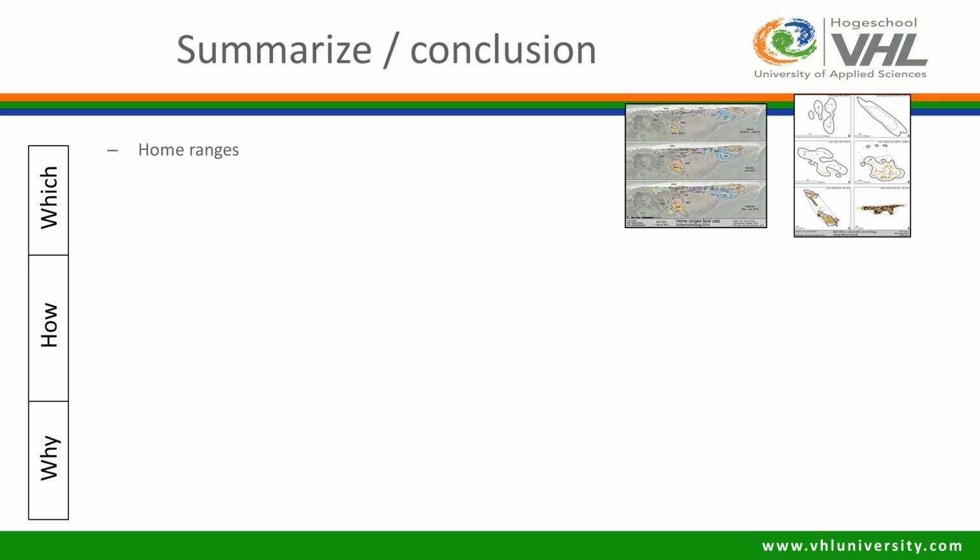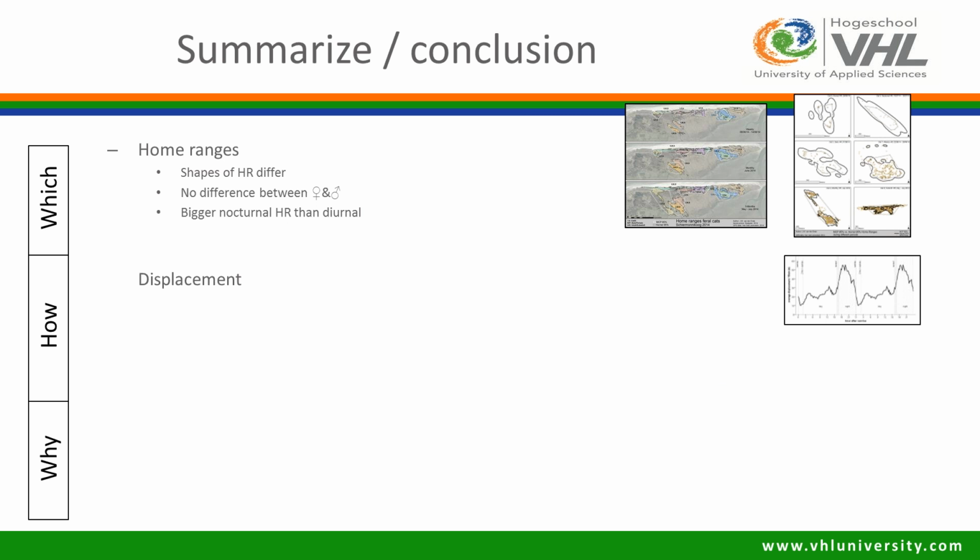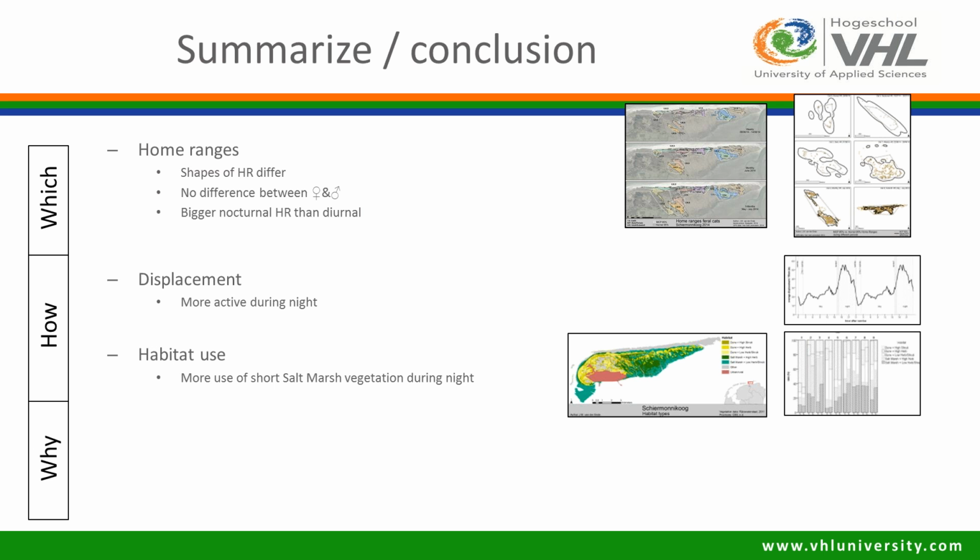So if we put it all together, then we can say that the shapes of the home ranges differ a lot between these individuals. There was no difference between male and female home range sizes, which is what was expected initially. And the nocturnal home ranges are bigger than diurnal home ranges. The displacement again shows that the cats have a more active behavior during the night than during the day. Habitat use, well, it looks like they use short salt marsh vegetation during the night more than during the day.